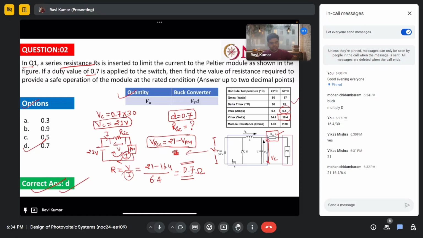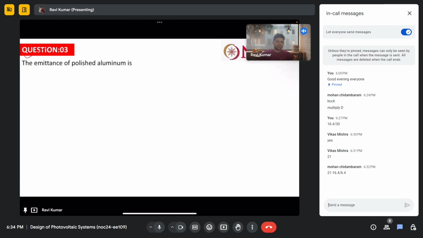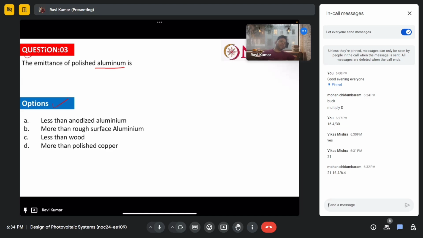Okay, we will move to the next question. In this question, you don't require any help. The admittance of a polished aluminum is, you have the options A, B, C, D. It may be a multiple choice question as well. Admittance of a polished aluminum. Admittance is the property of a material related to the radiation emission capacity, how much radiation it can emit. What do you think? The admittance of this polished aluminum, what do you think?